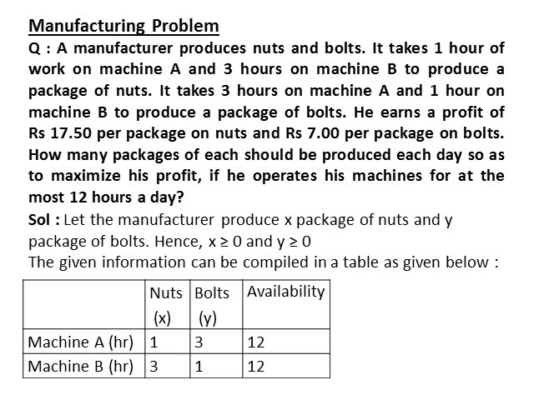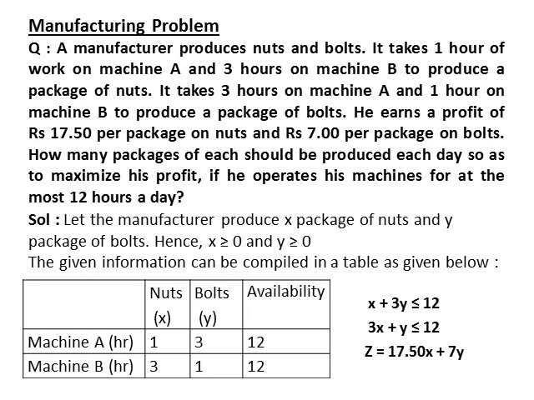Now, one package of nuts requires 1 hour of machine A. So, X packages of nuts require X hours of machine A. Similarly, one package of bolts requires 3 hours of machine A. So Y packages of bolts require 3Y hours of machine A. And machine A is available for maximum 12 hours. So mathematically we write it as X plus 3Y less than or equal to 12.